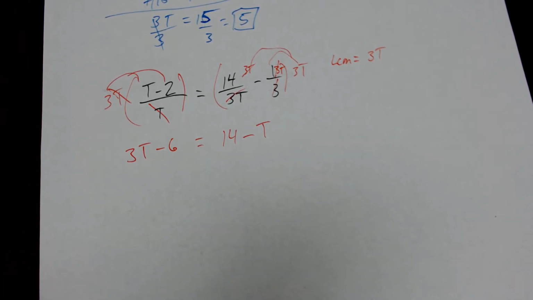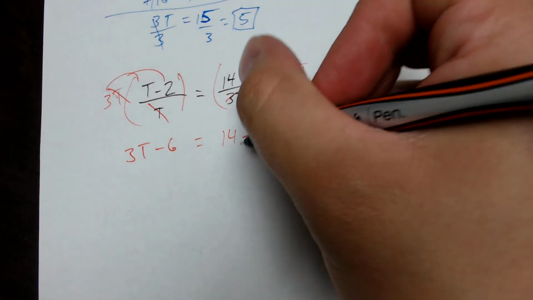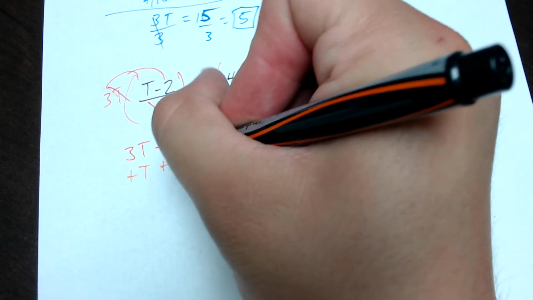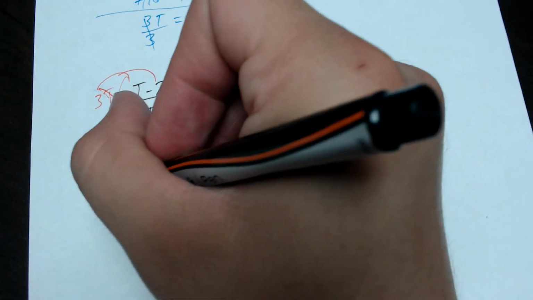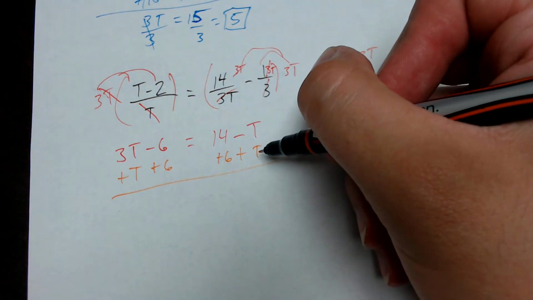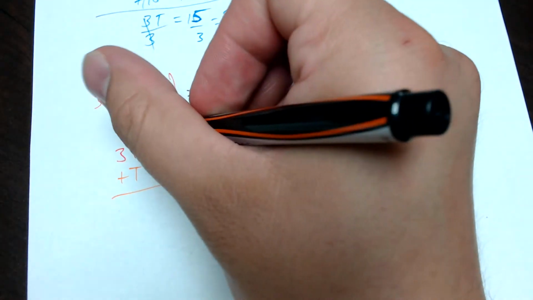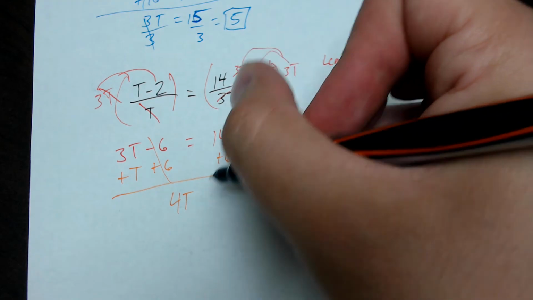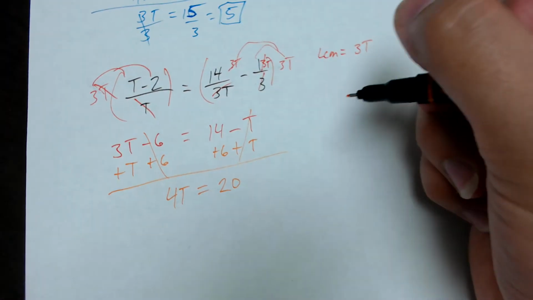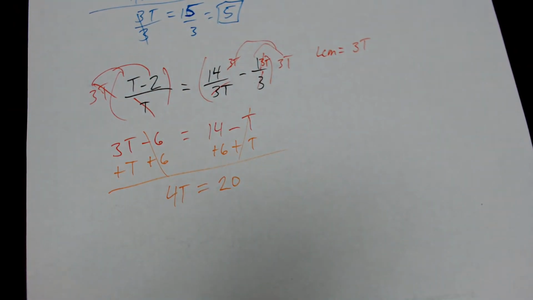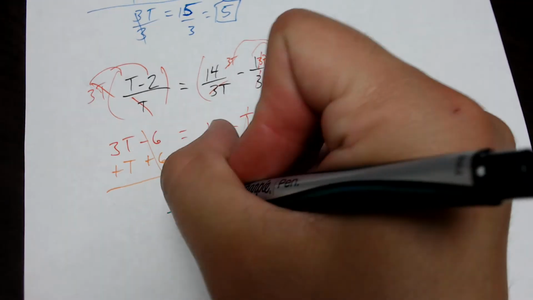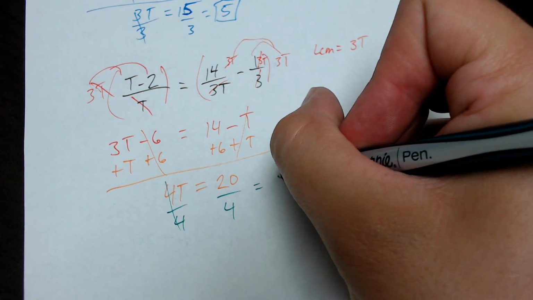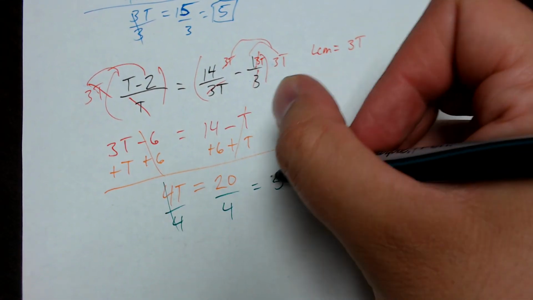And this is pretty solvable. This isn't too difficult. We'll start by moving all the t's to one side while simultaneously moving all the whole numbers to the other. So I do the opposite action of minus t by adding, and the opposite action of negative 6 by adding. 3t plus t gives me 4t, and 14 plus 6 gives me 20. Last step, I divide by 4 to give me an answer of 5. So t equals 5 as well.